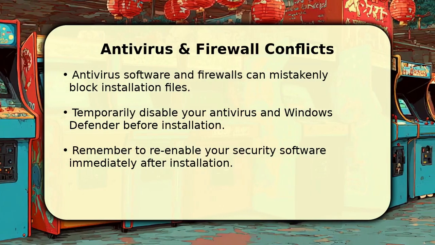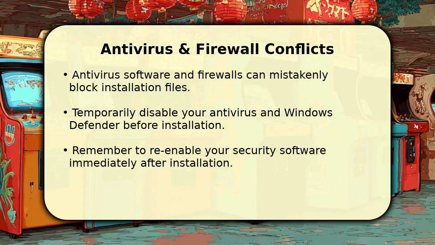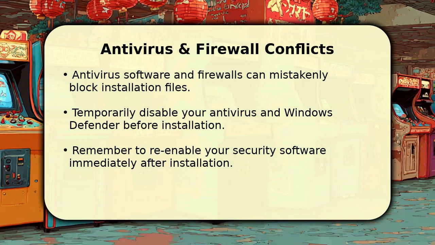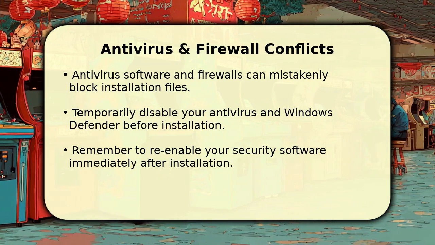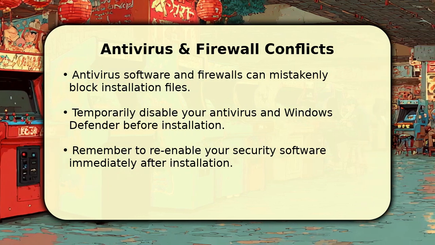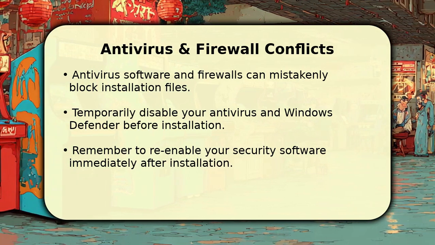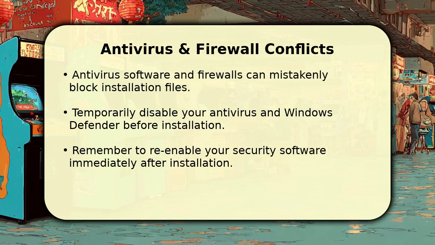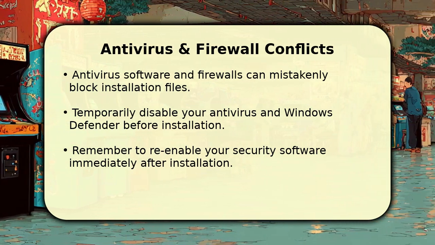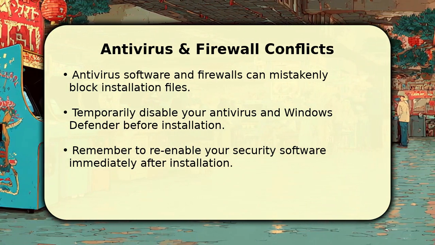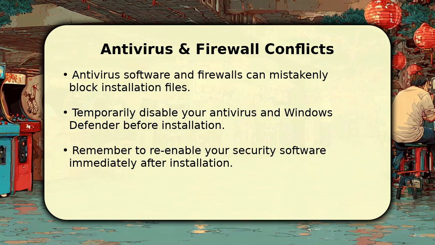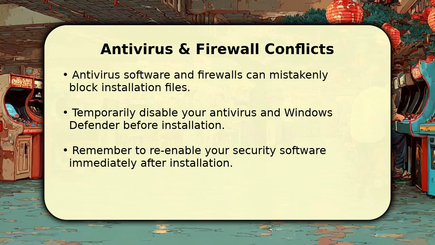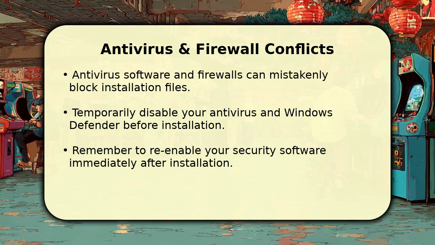Your antivirus software or Windows Defender might be interfering with the installation process, mistakenly identifying certain files as threats. Before starting the setup, temporarily disable your antivirus program and Windows Defender. You can usually find these options in your system tray or security settings. Remember to re-enable them immediately once the installation is complete to keep your computer protected. This temporary suspension often resolves error 1.